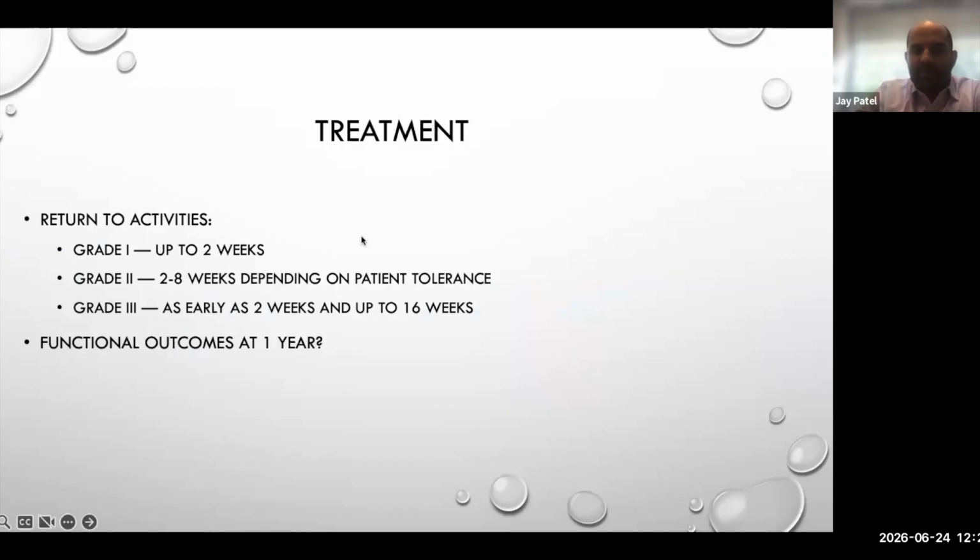And as you mentioned before, right, we talked about return to activities up to 2 weeks for grade 1, depending on the literature you look at, this varies. Grade 2, 2 to 8 weeks.